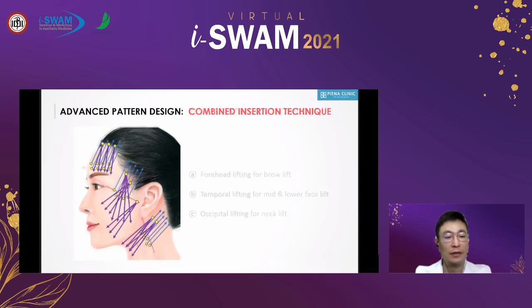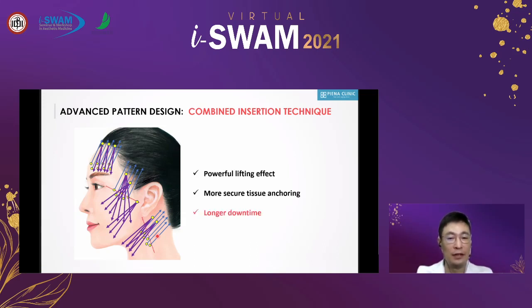When combining these two methods at the same time, the usual direction and the reverse direction, a much more powerful lifting effect could be achieved by the enlarged skin surface for anchoring the tissue. However, a longer downtime will be needed because there will be a little more swelling.